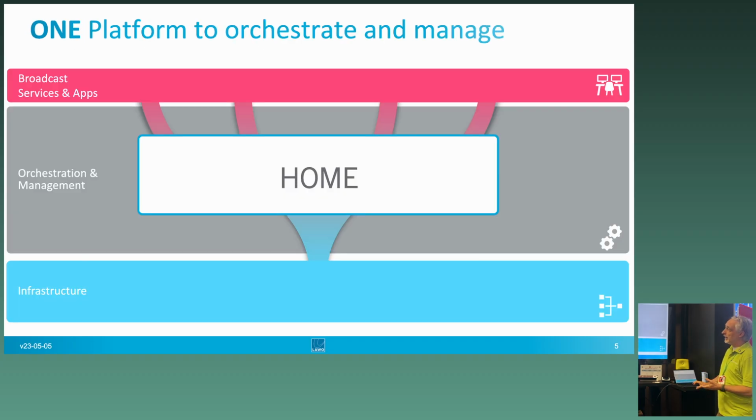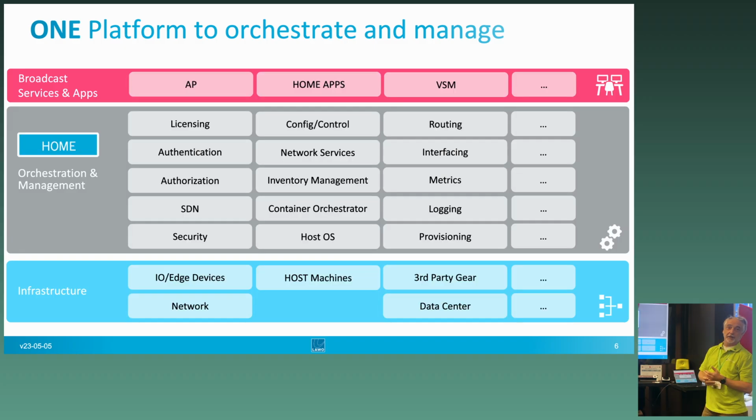And to put this in a diagram, we typically divide a complete working solution into three areas. We have the infrastructure with the devices in the network. We have the workflow management systems on top, and something in the middle is often missing with IP-based systems, and that's where Home jumps in. That's the whole orchestration and management layer. So we have interfaces into both directions. And on the infrastructure, as we can see, we have the network devices, third-party gear, and so on. We have the orchestration layer. You can see licensing, config control, routing, network services. It's a growing ecosystem of services within Home, and of course, then these services, these functions are made available to the existing upper layer workflow management systems.